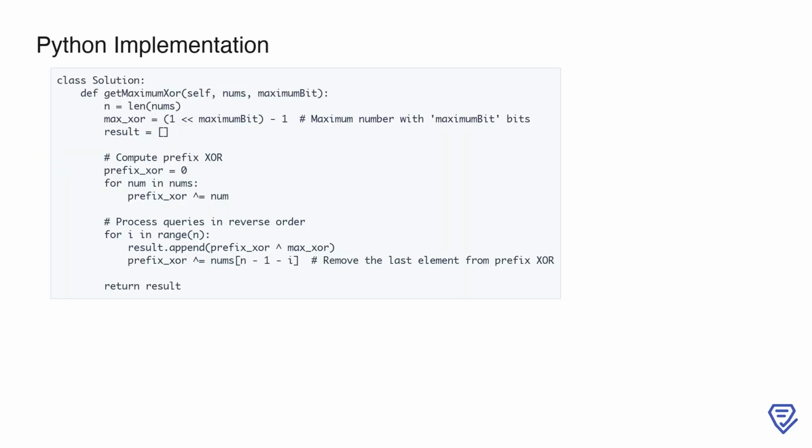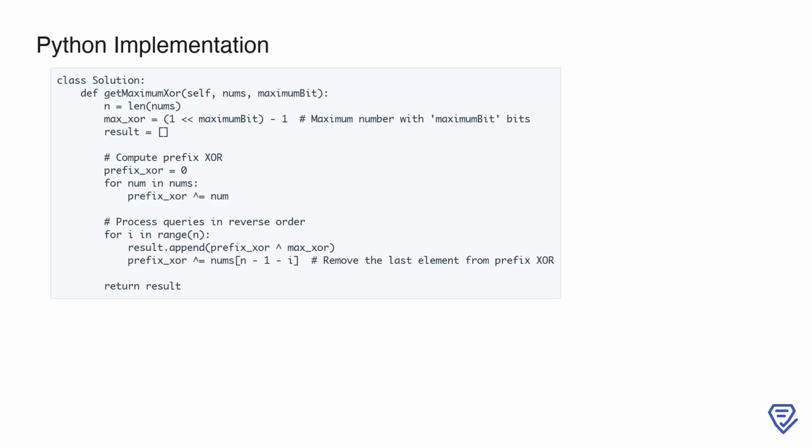This implementation solves LeetCode problem number 1829, Maximum XOR for Each Query, efficiently. The problem requires calculating the maximum XOR value for each query, where the XOR is between a prefix of the array and a number with all bits set, based on the maximum number of bits, maximumBit. Explanation. 1. Maximum XOR calculation. max_XOR equals (1 << maximumBit) - 1 computes the maximum possible number with maximumBit bits, e.g., if maximumBit equals 3, it gives 7, 111 in binary.